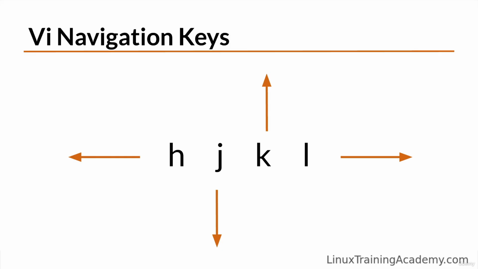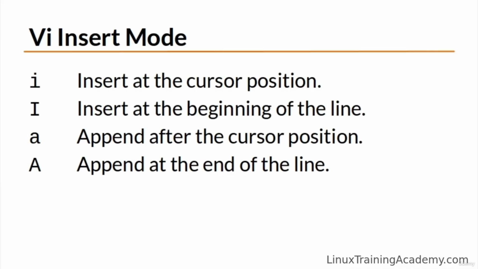This graphic shows how the H, J, K, and L keys act as the arrow keys in VI. In order to insert text in a file, enter VI's insert mode. Do this by pressing lowercase i, uppercase I, or lowercase a, or uppercase A. Lowercase i inserts text at the current cursor position. Capital I inserts text at the beginning of the line. a appends after the cursor position. Capital A appends to the end of the line.